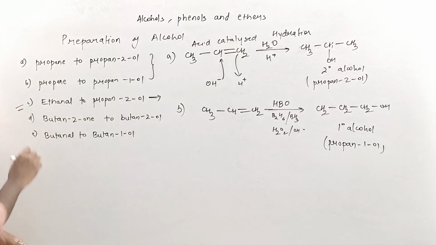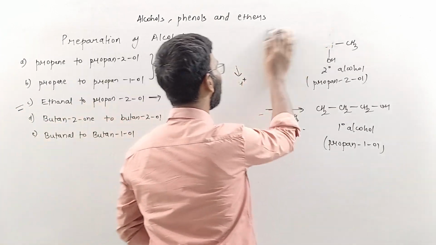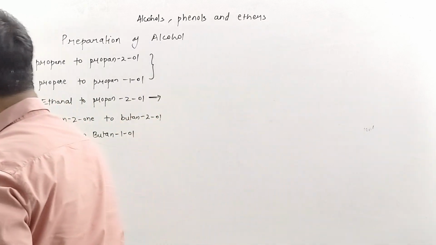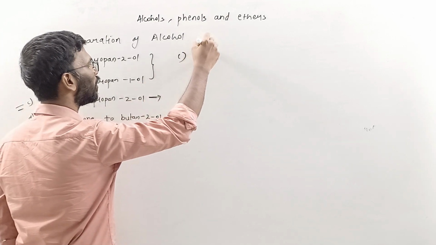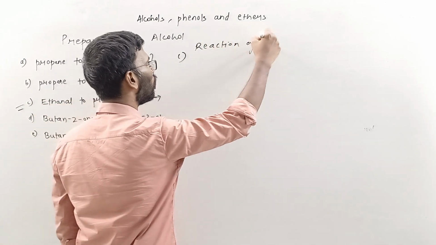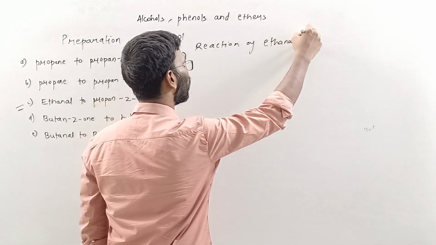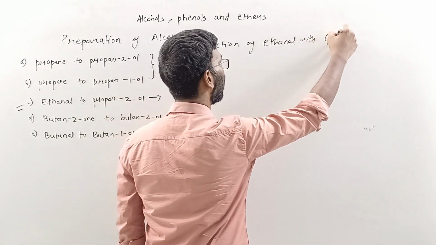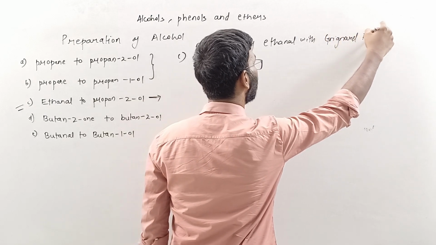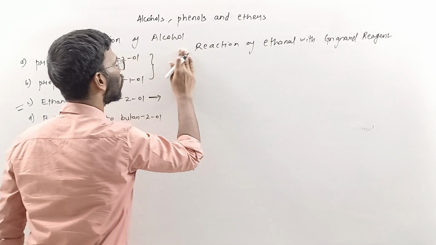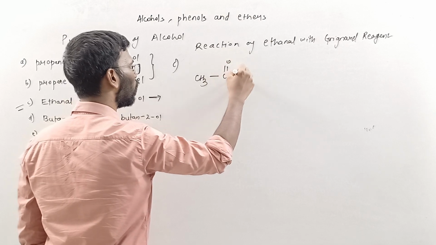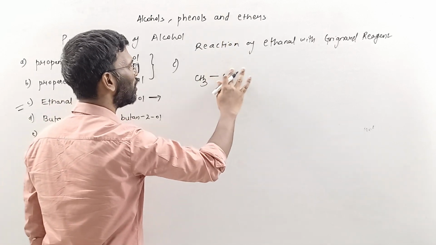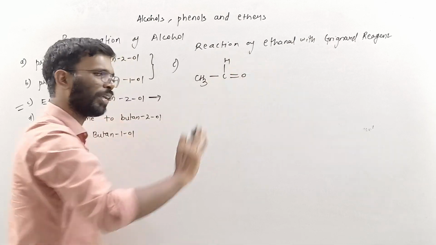So next is ethanal to propan-2-ol. Ethanal to propan-2-ol. So this is with a Grignard reagent. Reaction of the carbonyl, I am doing C. This is reaction of ethanal with Grignard reagent. So I am writing over here C. Ethanal is what? CH3, C double bond O, H. Now for simplicity we'll write it this way.